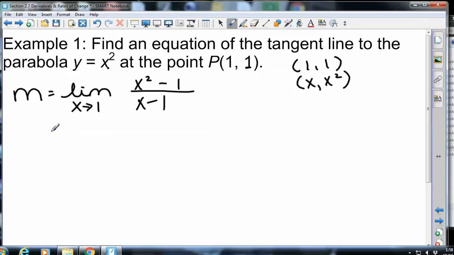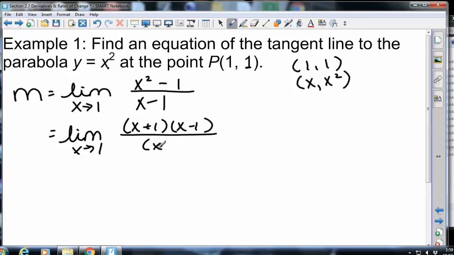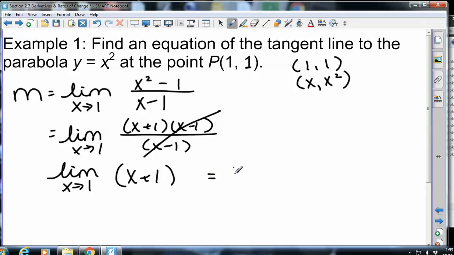Alright, can I just plug 1 in here? But what could I do? Factor the top. So that would factor into x plus 1, x minus 1. So the x minus 1's cancel, so I've got the limit as x approaches 1 of x plus 1. So plug in, and we get 2. So our slope is 2. A little bit faster than making those tables.